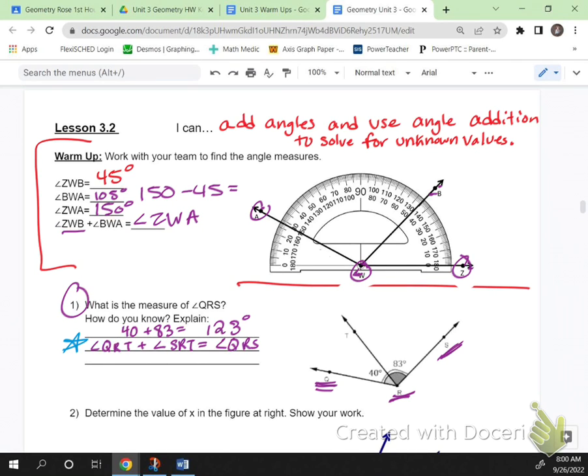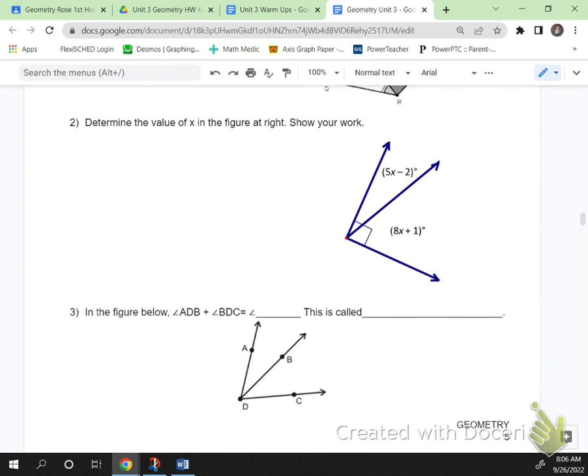Questions on example 1? Okay, in example 2, we're going to add some algebra in. I am serious. Here we go. Determine the value of x in the figure at right. Show your work. Okay. The big angle is how many degrees? How can we tell? The symbol here. So I'm going to say 90 equals what two angles are in between 90? Do we know their values? More or less. We know their expressions. 5x minus 2 plus 8x plus 1.